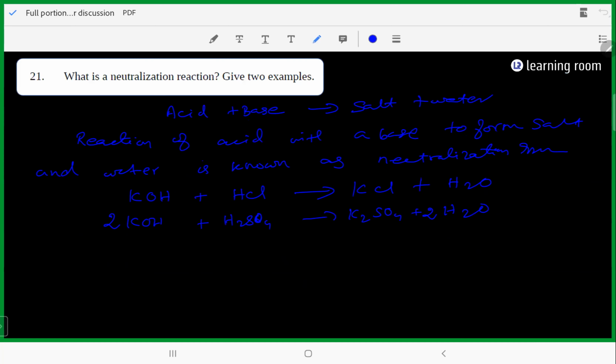Instead of KOH, we can write NaOH. HCl plus NaOH gives NaCl plus water. This is also right.